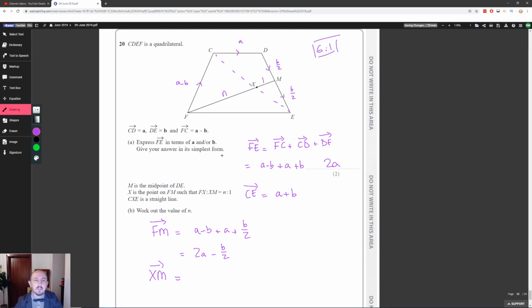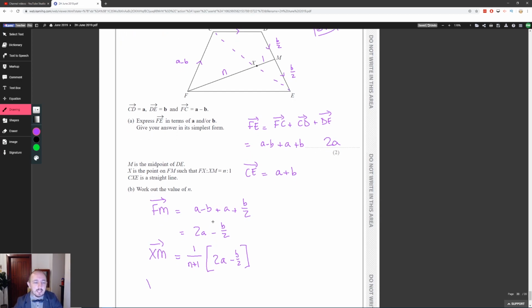Okay, but here we've got algebra, so this is going to be 1 out of n plus 1. Okay, so 1 out of the total. And that's going to be 1 over n plus 1, the distance of F to M. So the whole distance is that, and we want a fraction of that. So we're going to do 1 over n plus 1 brackets 2a minus b over 2. So that is our x to m.